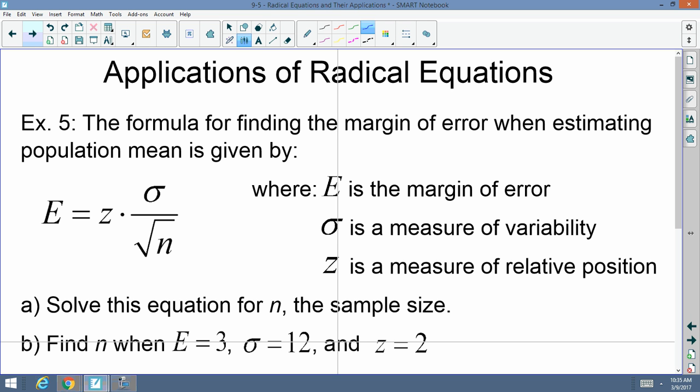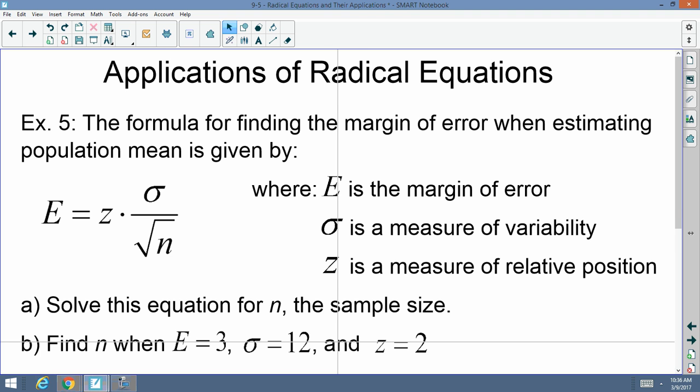This is used all the time by businesses, by governments, state and local and federal. There's a lot of uses for this. And the formula is given by E, which is the margin of error. This symbol right here is lowercase sigma. Sigma, S-I-G-M-A. Lowercase sigma is the measure of variability, and Z is the measure of relative position.